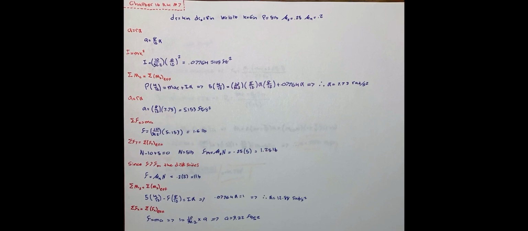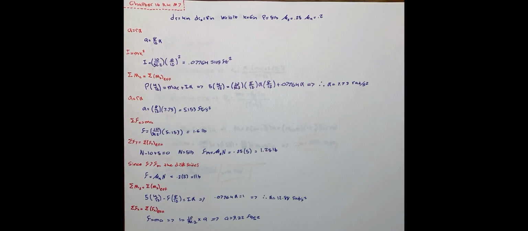Number 7. We have a drum that's attached to a disc and is pulled with a force of 5 pounds. We're supposed to determine whether or not the disc slides, and the angular acceleration of the disc and the acceleration of G.